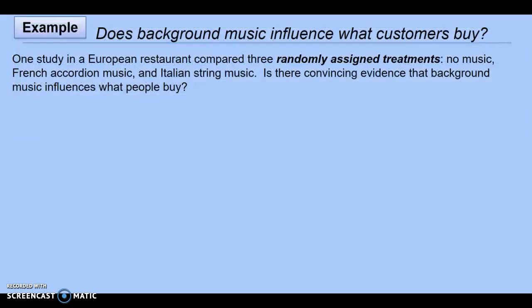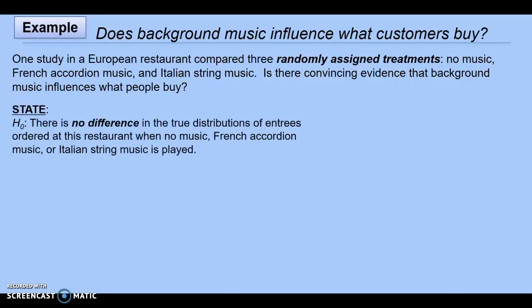Okay, so let's look at the first example. We're looking at a study of a European restaurant comparing no music, French accordion music, and Italian string music. The question is, is there convincing evidence that background music influences what people buy? This term right here, convincing evidence, is what's telling us we're going to run a test. So we're going to go through that state, plan, do, conclude.